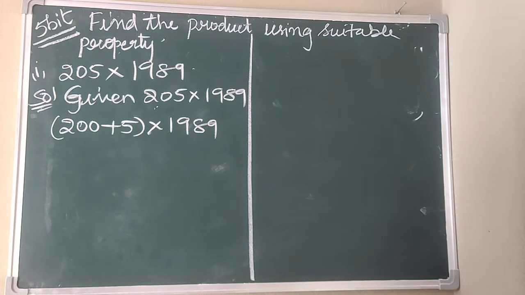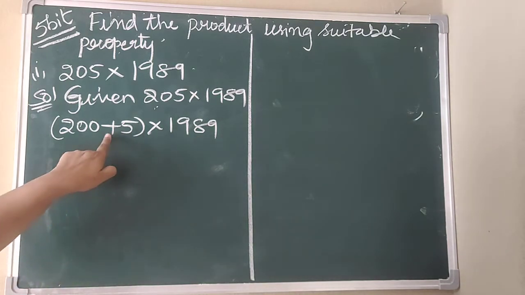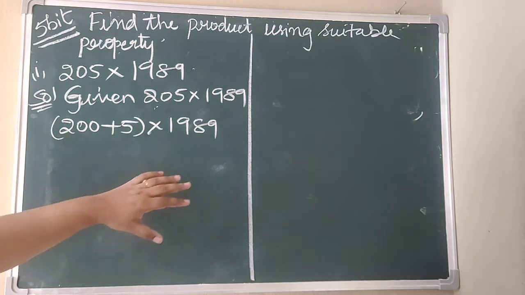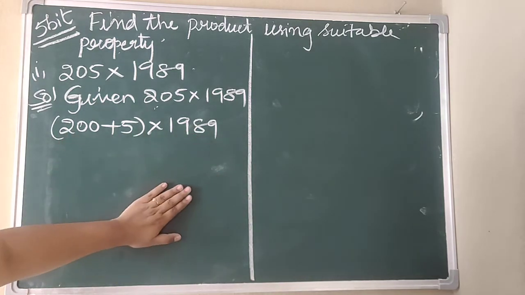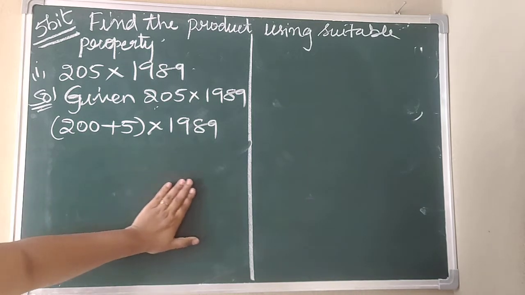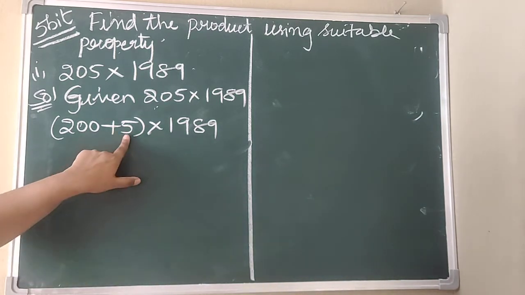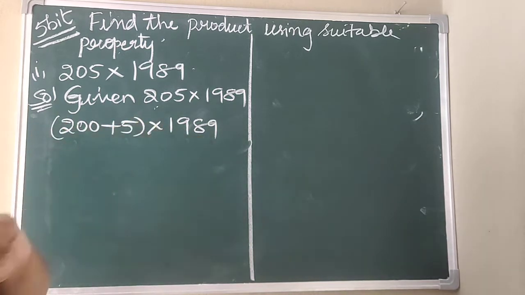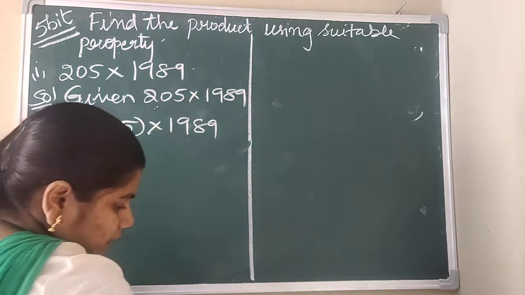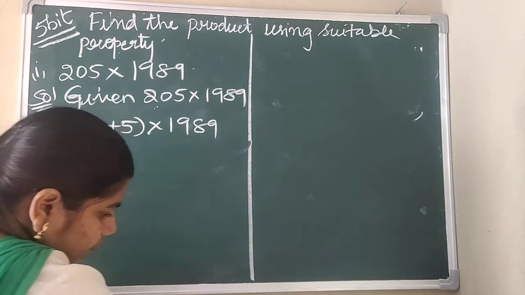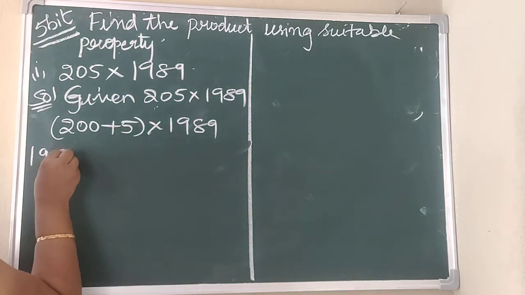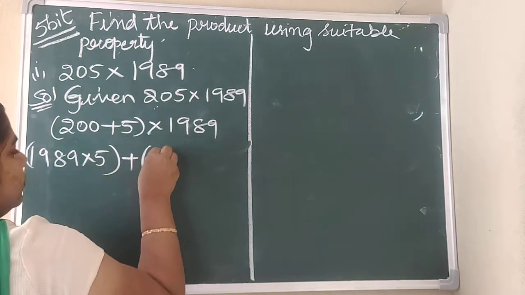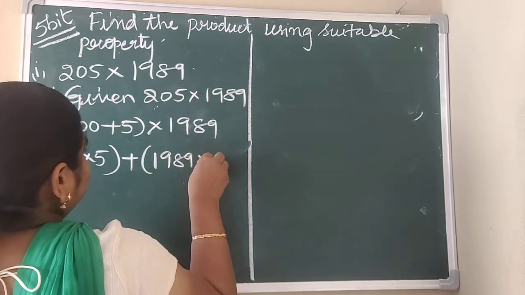So what is distributive property? A into B plus C is equals to A into B plus A into C. So each and every term we have to multiply with this 1989 now. So here 5 should also be multiplied with this value, and this 200 also should be multiplied with this value. So how to write that? We can write in the form of 1989 into 5 plus 1989 into 200.